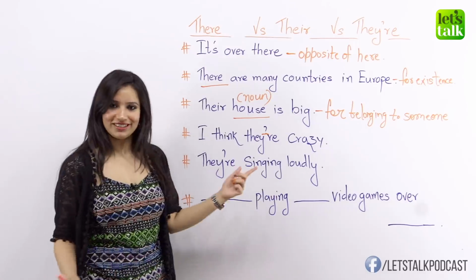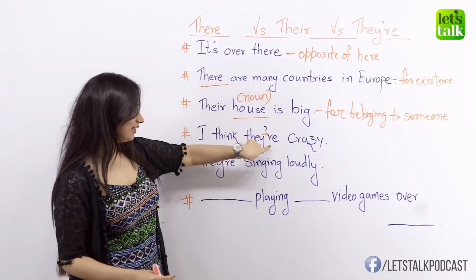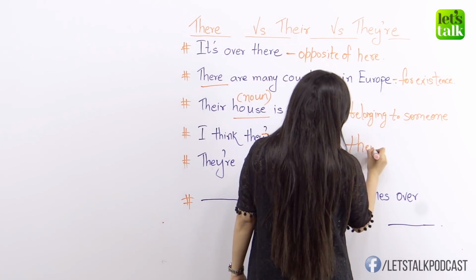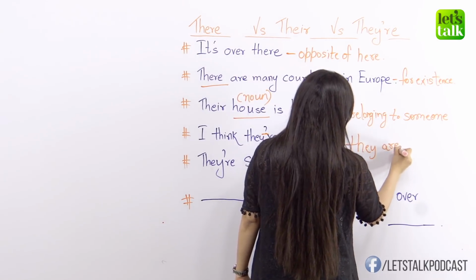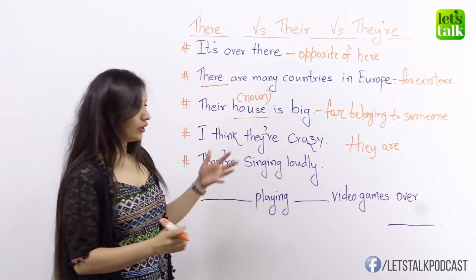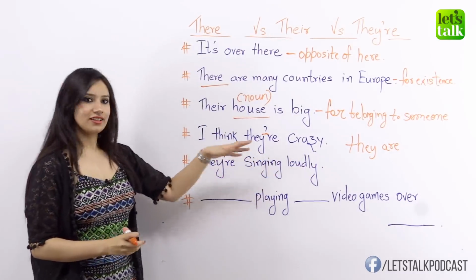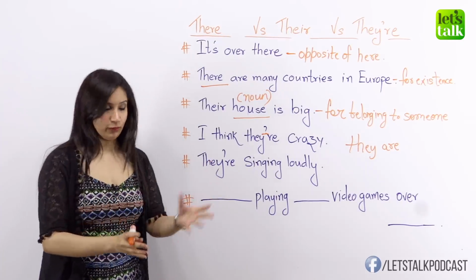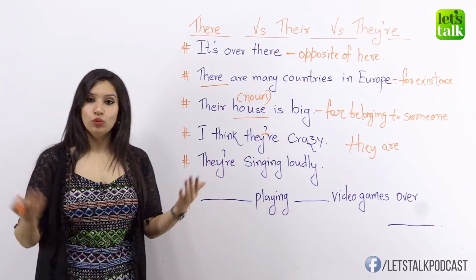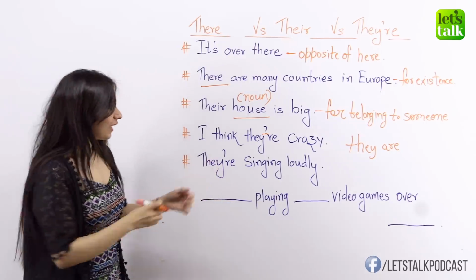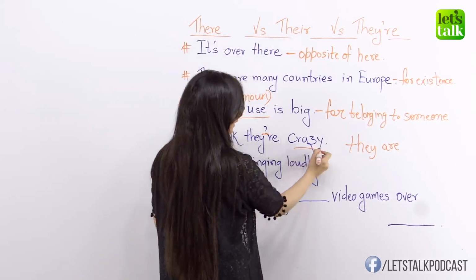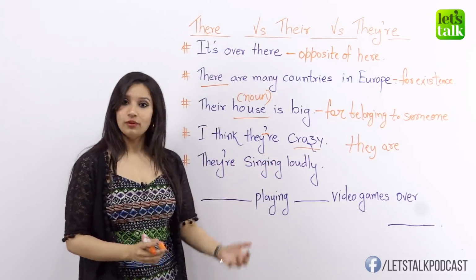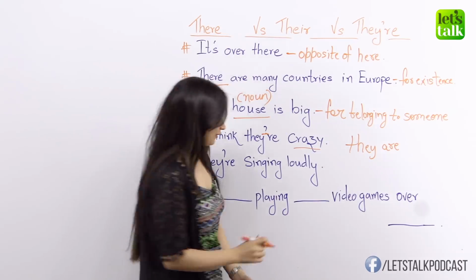I'm sure you know that this is called an apostrophe, and this word is a contraction for they are. So they are is contracted as they're, and it is used to talk about a group of people. Here we are talking about people who we think are crazy. And what about the word crazy? So crazy is an adjective, and you can use this contraction with an adjective very often.